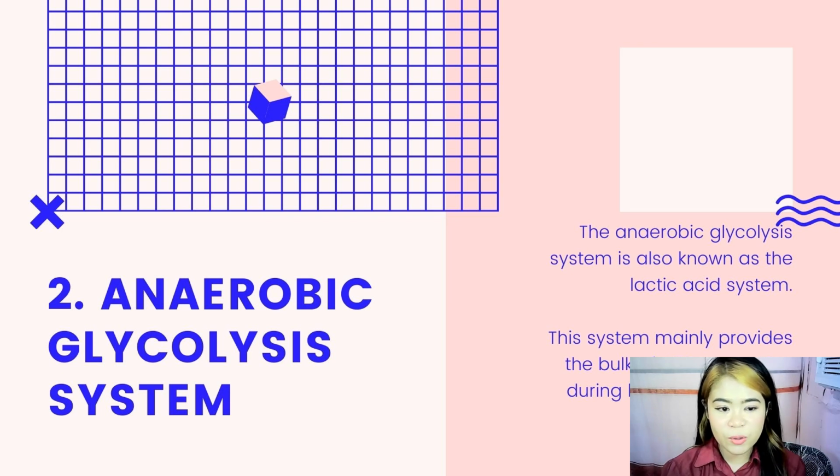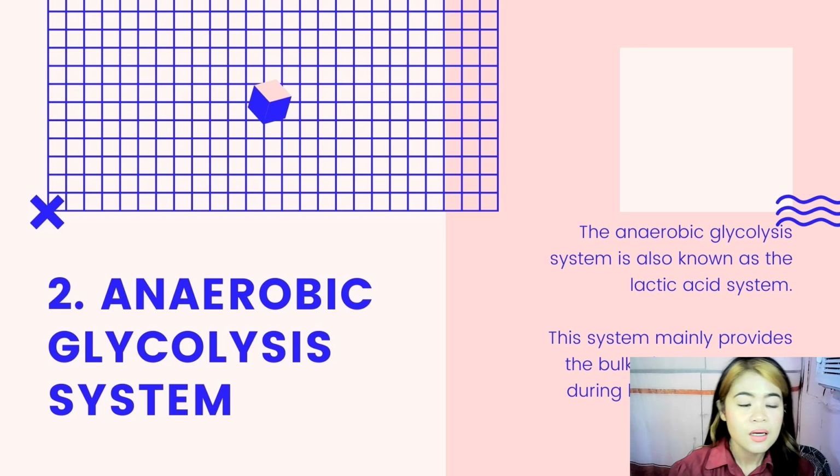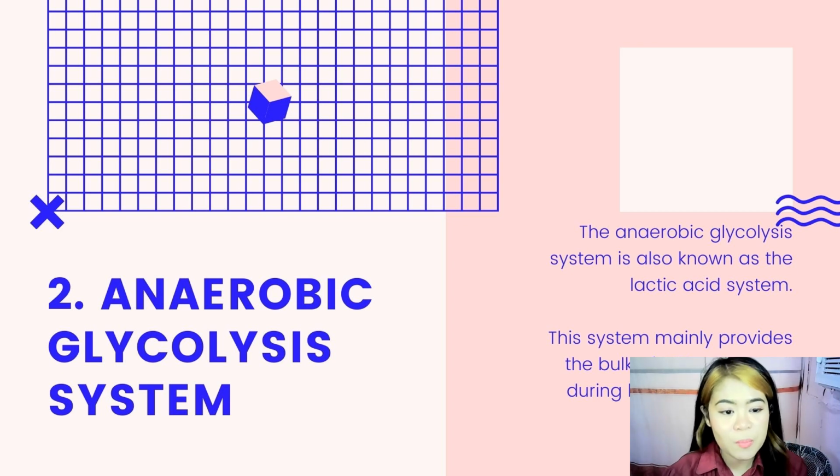So let us now proceed with the second one, the second energy system. This is also known as the anaerobic glycolysis system. The anaerobic glycolysis system is also known as the lactic acid system. This system mainly provides the bulk of ATP production during high intensity submaximal efforts.